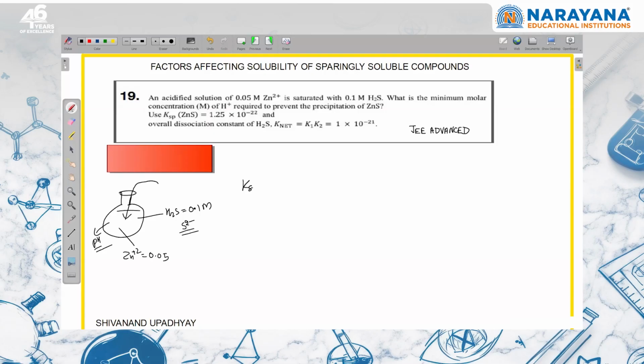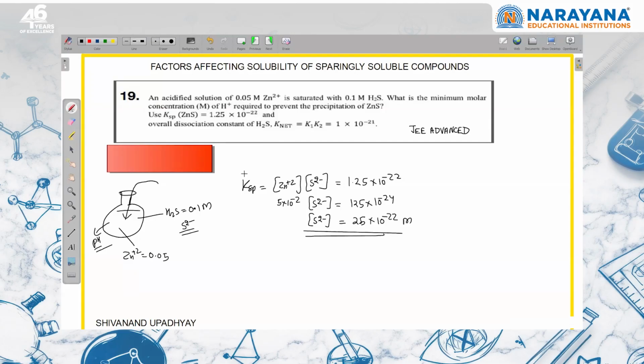So for that, I can write that Ksp is equal to concentration of Zn2+ ion into concentration of sulfide ion. And from there, I can write that Ksp value is 1.25 into 10 to the power minus 22. Zn2+ ion concentration is 5 into 10 to the power minus 2. So from here, I can calculate what is the concentration of sulfide ion. तो इसको अगर हम simplify करते हैं, from here I can write that concentration of sulfide ion will be 25 into 10 to the power minus 22. This should be the concentration of sulfide ion in a saturated solution of zinc sulfide.